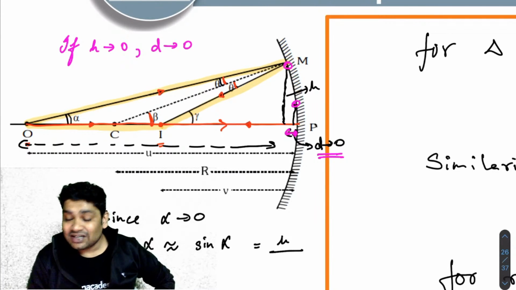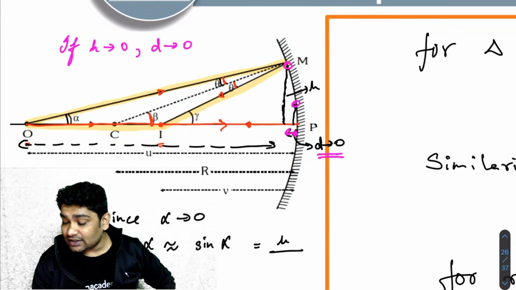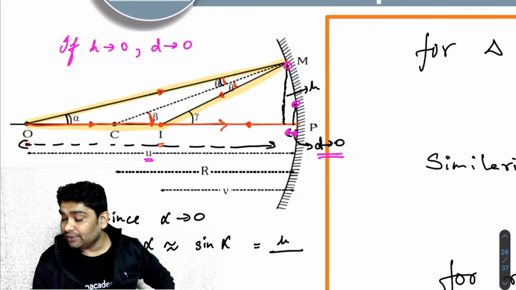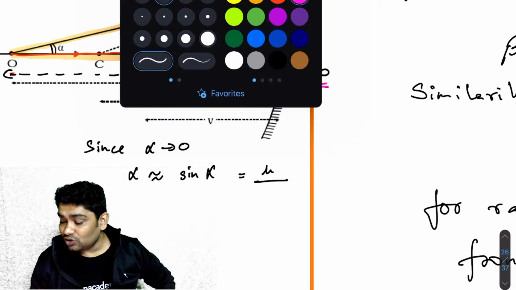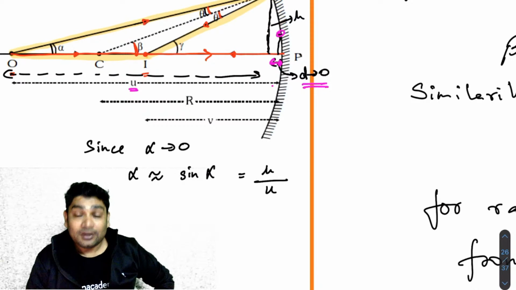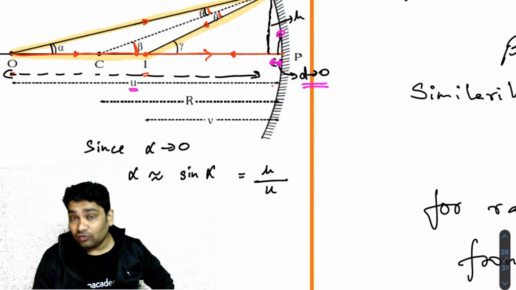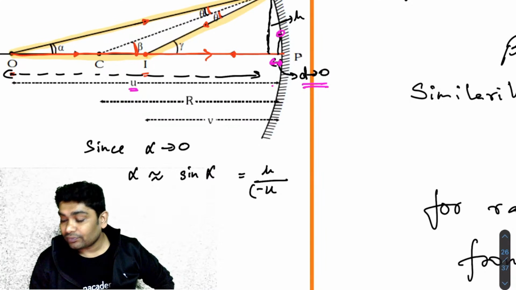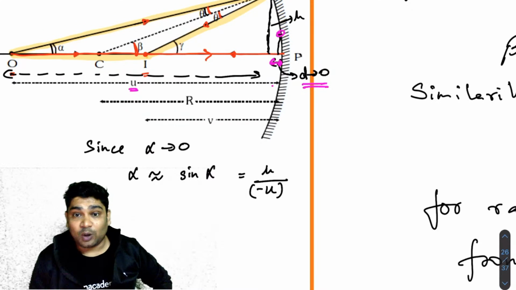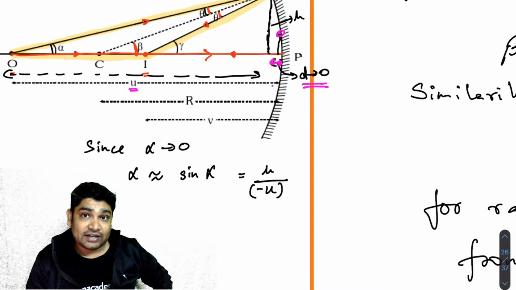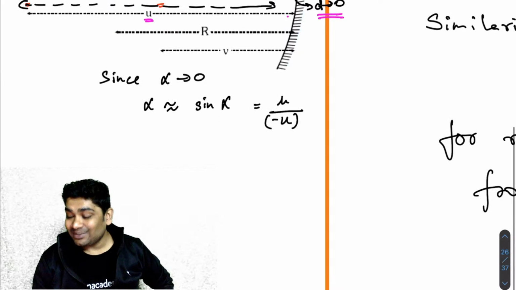So when I need to write sine alpha, it would be h over this distance, and this distance can be roughly taken as u only. So I can write this as h over u. Now, if I include the sign, u would have had a negative sign, so the length would have been minus u. Why am I adding a minus sign? Because if I use u with proper sign, u would have a negative sign, so the length would be minus u.